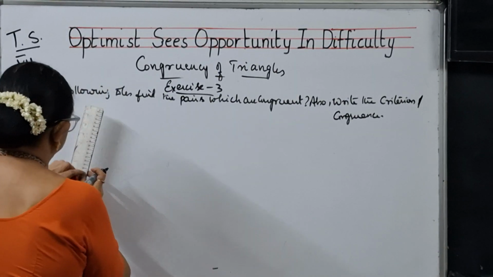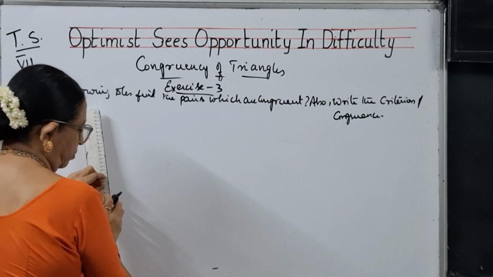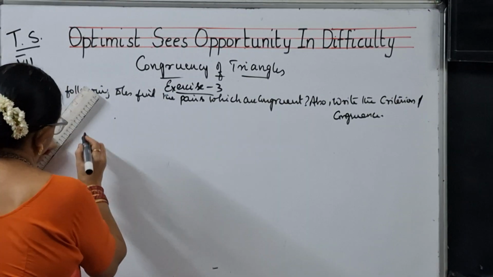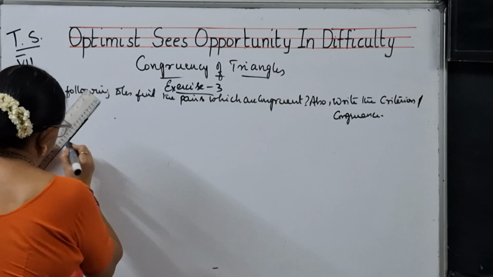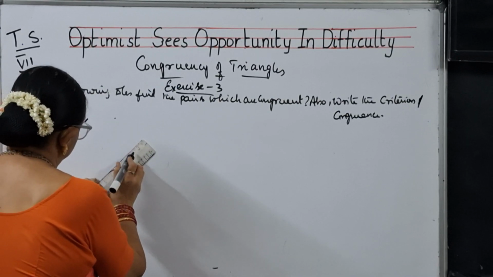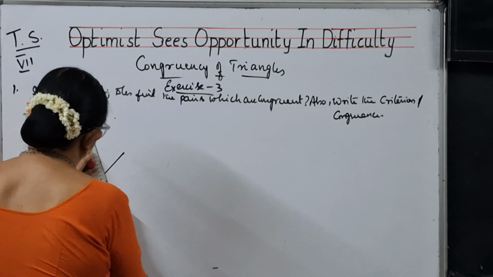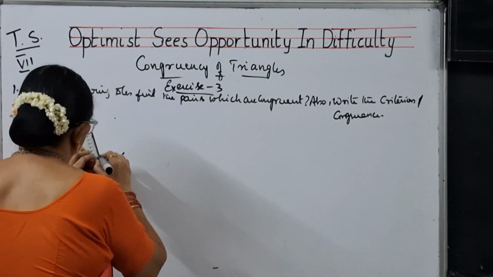Third bit, you have two triangles. One side is like this and another side is like this, and these two are joined in this way.